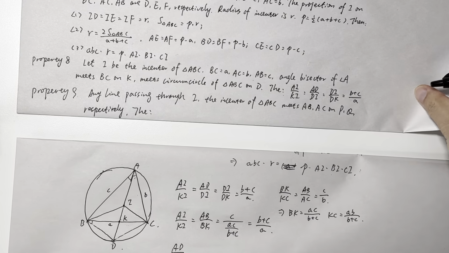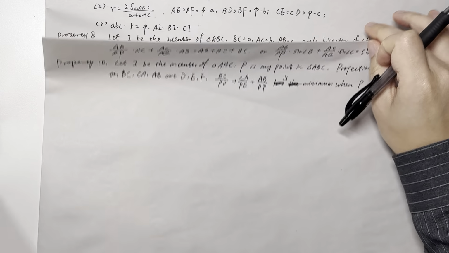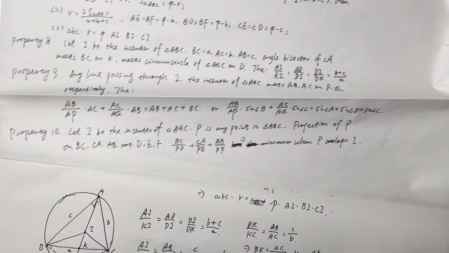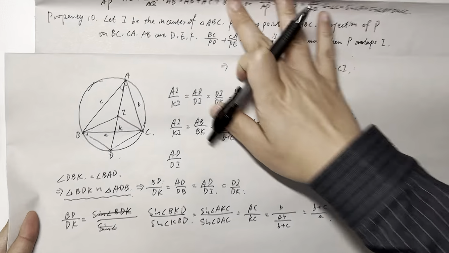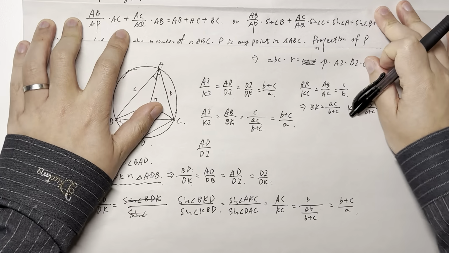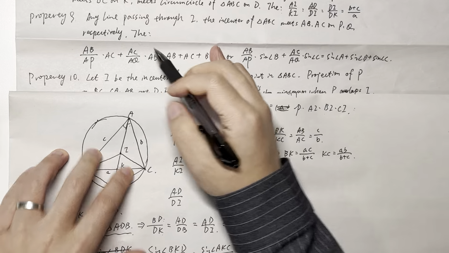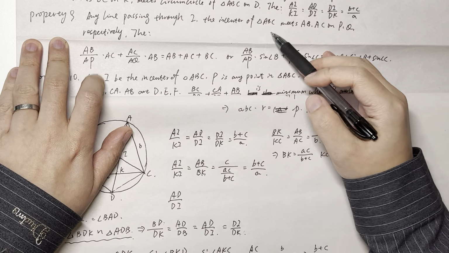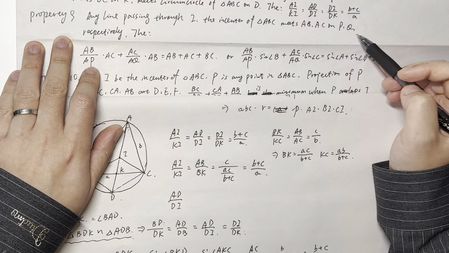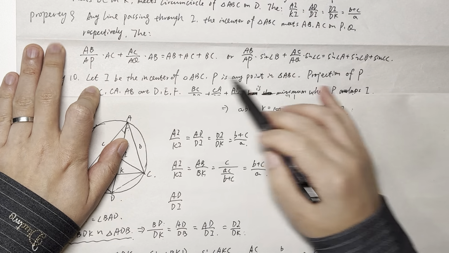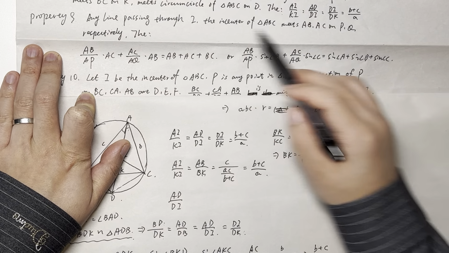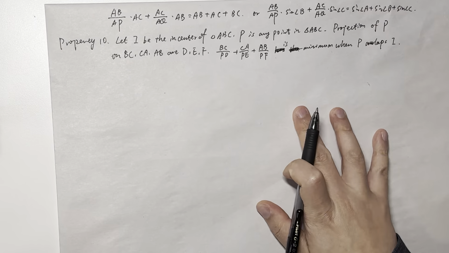Okay, that's property 8. And let's see property 9. Property 9 is saying that any line passing through I, the incenter of triangle ABC, meets AB and AC at P and Q respectively. Then these two equations are valid. So let's just use this one.